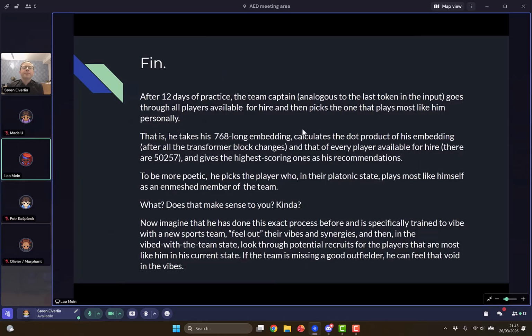Okay, so after 12 days of practice, this is the weird, difficult to understand part. The team captain, who's basically the very last token in the input, goes through all of the players available to hire, and then he finds the one that plays most like him personally, in the context of his team. So he takes the dot product of his embeddings with every single player available to hire, including the ones already on his team, and then gives the highest scoring ones as his recommendations. I hope this is super confusing to you because it's super confusing to everyone else.